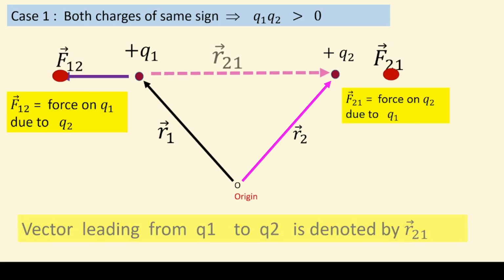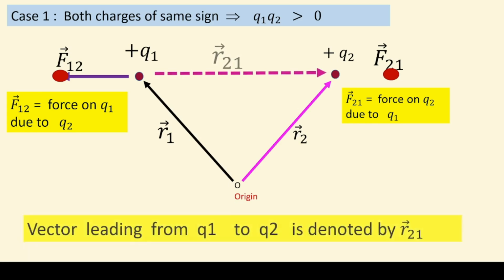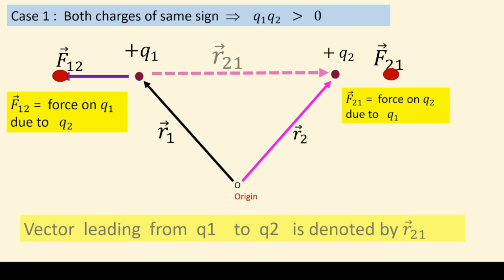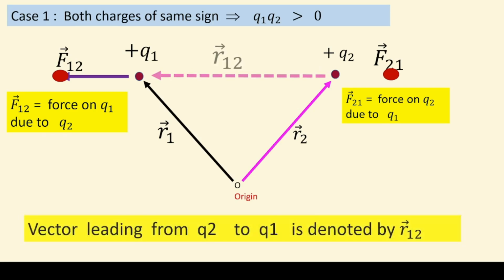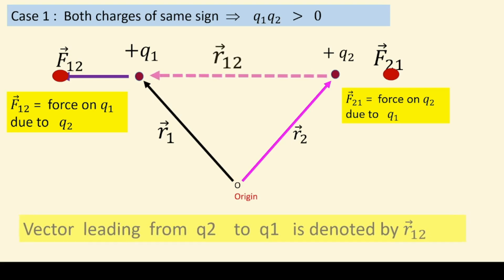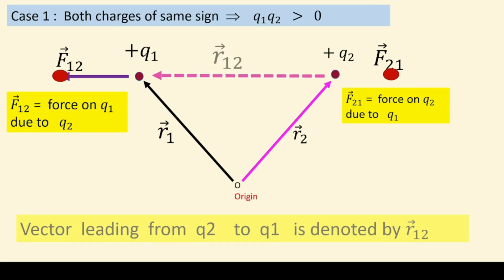Now we have to draw the vectors between the charges. The vector leading from charge Q1 to charge Q2 is denoted by vector R21. Similarly, the vector leading from charge Q2 to charge Q1 is denoted by vector R12.